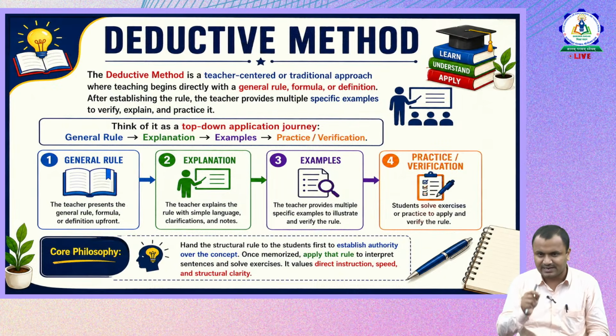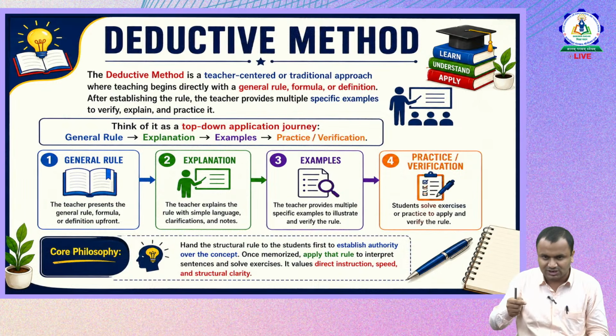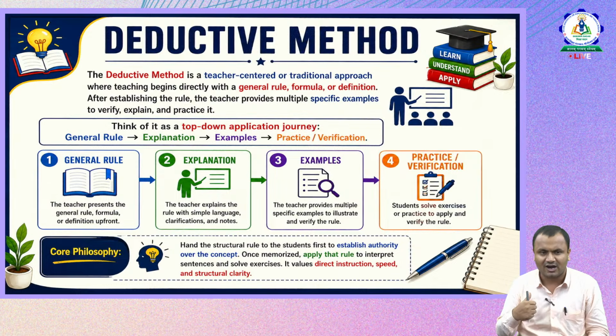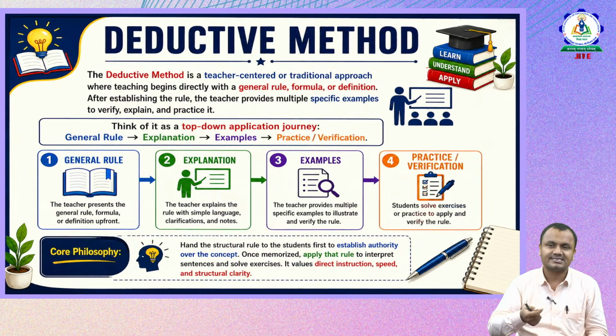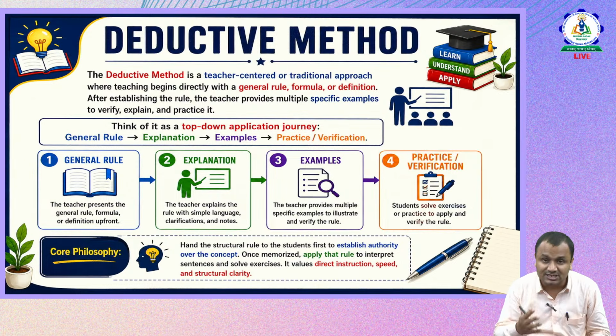So first thing is we write the topic and then we write the general rule of the particular topic, and then on the basis of the rule, in order to justify the rule or certify the rule, we write the examples and then ask the student to copy it down and practice in the same way. This is deductive method. This is the traditional approach.